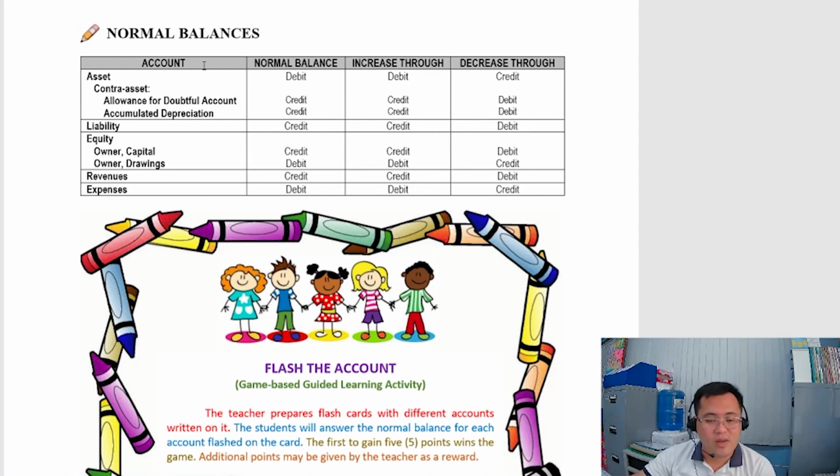Same applies with your revenues and expenses, wherein your revenues normal balance is credit, so it could also be increased through a credit. Say for example, if you have additional sales, then you credit your sales. Then if you have sales returns and allowances and sales discounts perhaps, then it is debited. Okay? So we will further discuss this one in the next module. Are we okay with the 5 major accounts and their normal balances? Before we proceed to our next topic, which is our competency number 2.